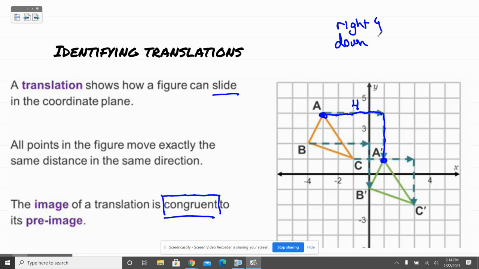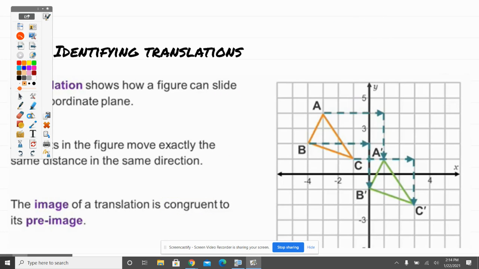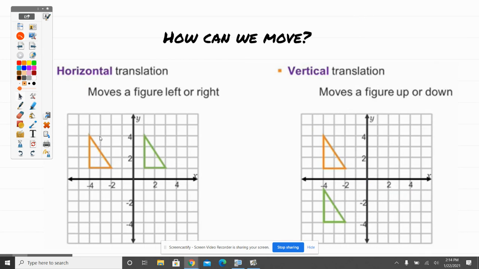And if you move the shape, all of those points would move that way. Look at B. 1, 2, 3, 4. 1, 2, 3. There's the new B. How about the new C? 1, 2, 3, 4. 1, 2, 3. And there's the new C. So you can tell because it'll be the exact same. They all have to make the same move.